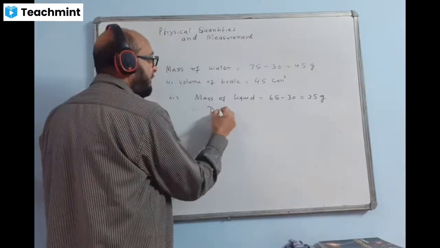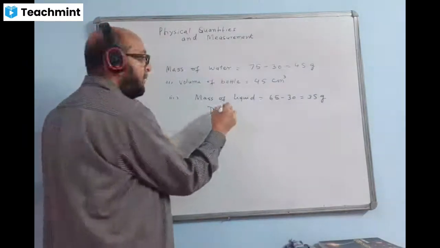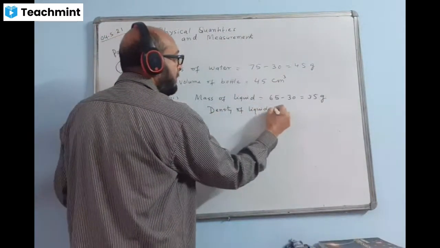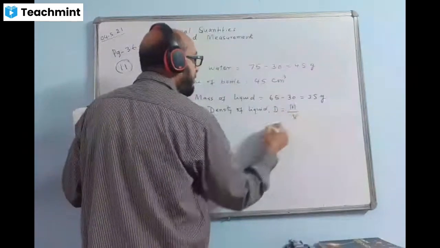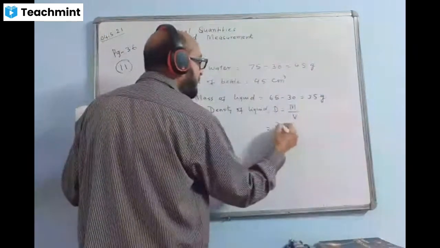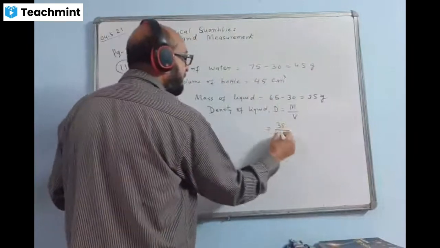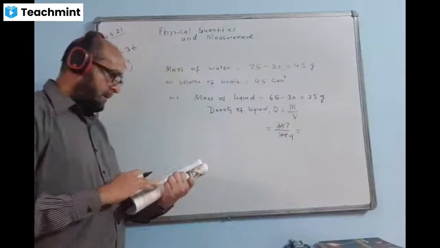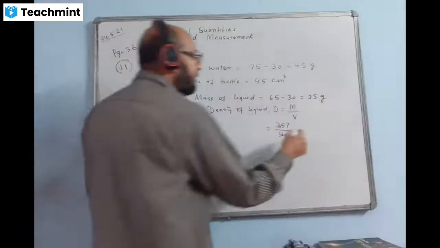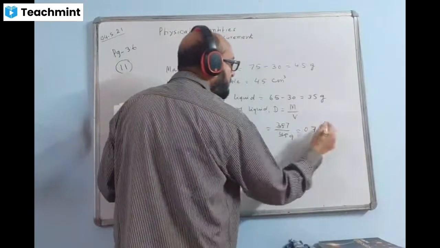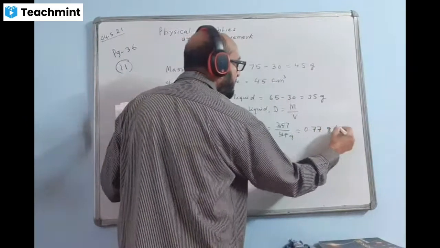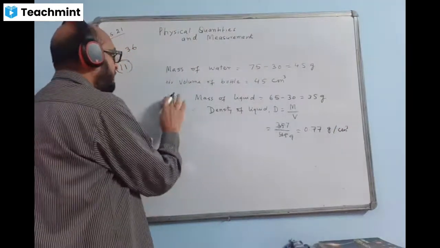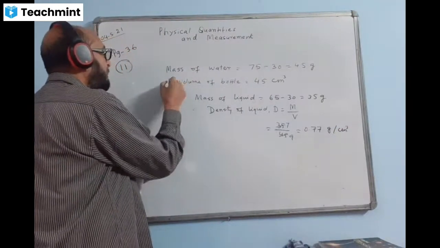density of liquid, D, is equal to the formula we have, mass by the volume. Mass value is 35 and the volume is 45. So 5 sevens are 35, 5 nines are 45. So 7 by 9. When you divide 7 by 9, you have to round off, and 0.77 will come, gram per centimeter cube. That is the answer for part B. This is the answer for part A.